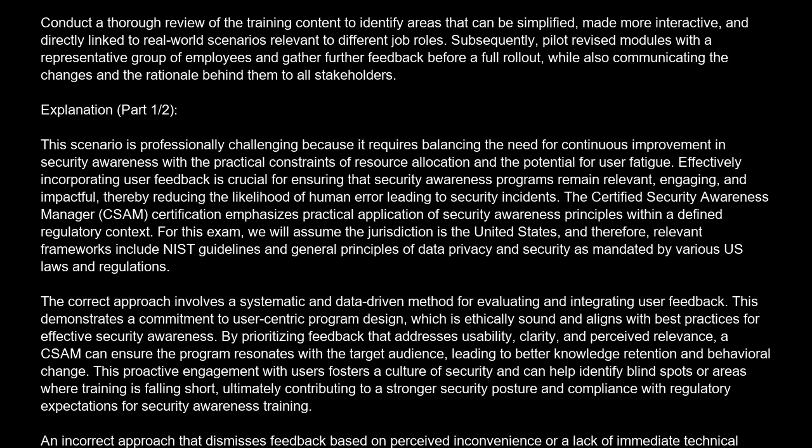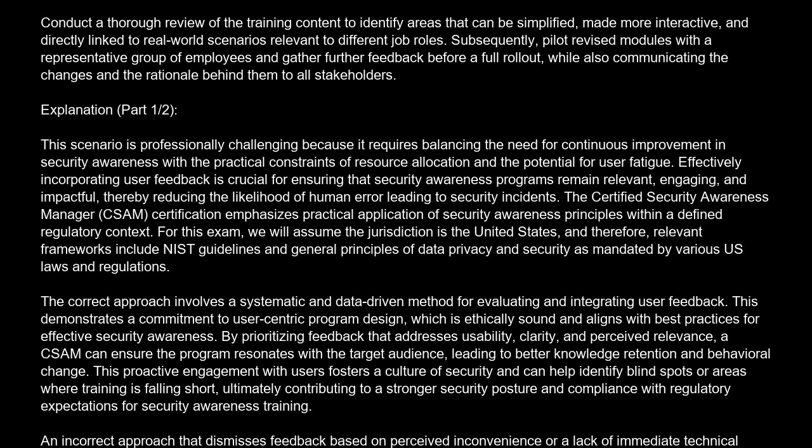The correct answer is D. Conduct a thorough review of the training content to identify areas that can be simplified, made more interactive, and directly linked to real-world scenarios relevant to different job roles. Subsequently, pilot revised modules with a representative group of employees and gather further feedback before a full rollout, while also communicating the changes and the rationale behind them to all stakeholders.